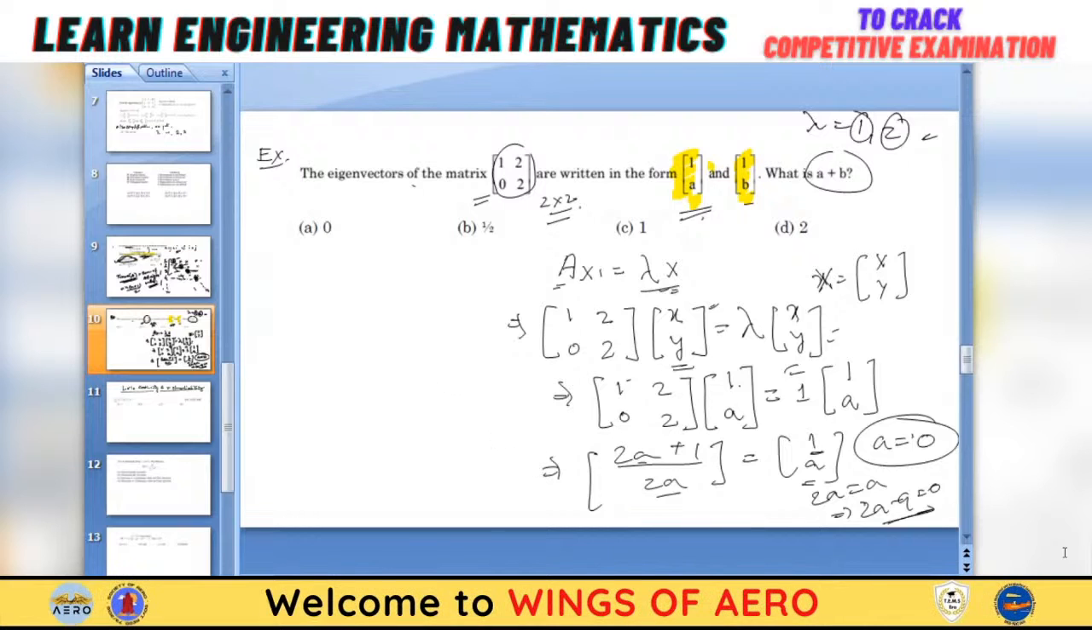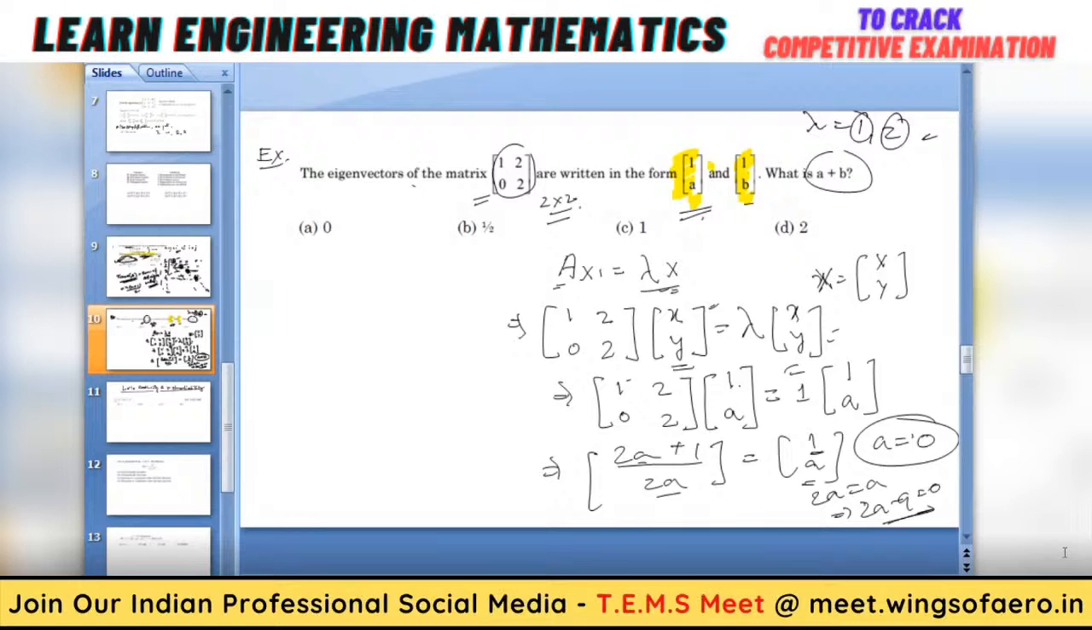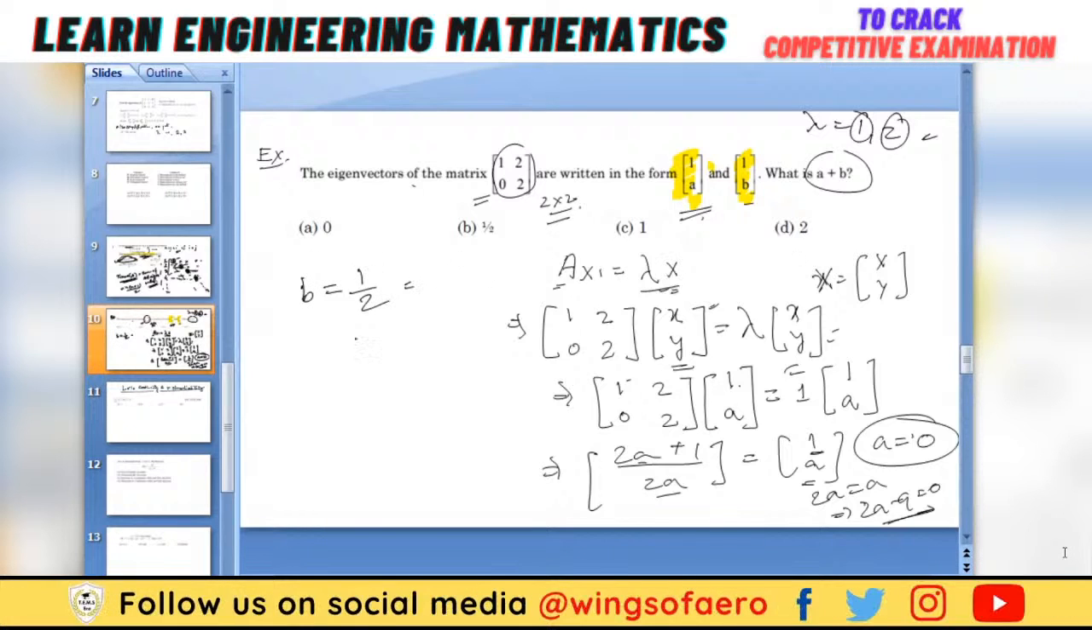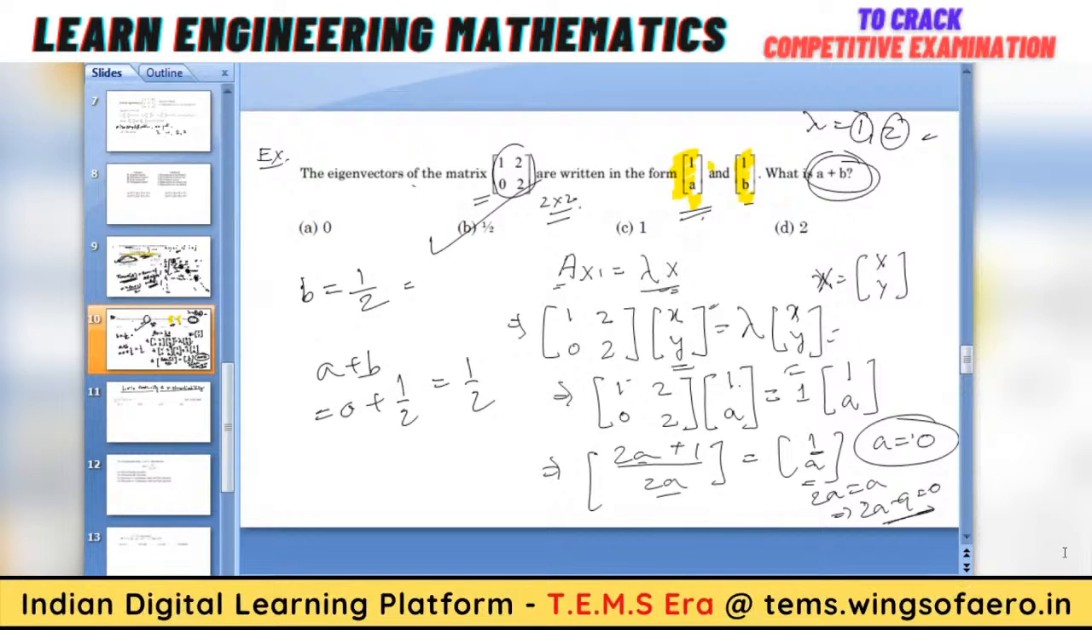Okay, 1 by 2. Irfan says 1 by 2. Samarth says 1 by 2. Other answers? Okay, everyone is saying 1 by 2. So I am believing you and I am considering b is equal to 1 by 2. Then which one of the options is correct? a plus b. So a plus b is equal to 0 plus half, which is equal to half. B is the correct answer here.